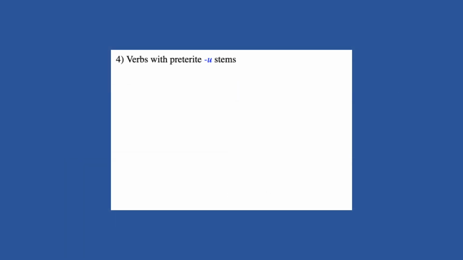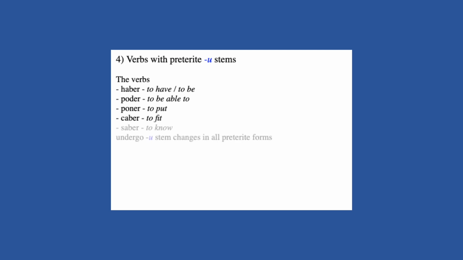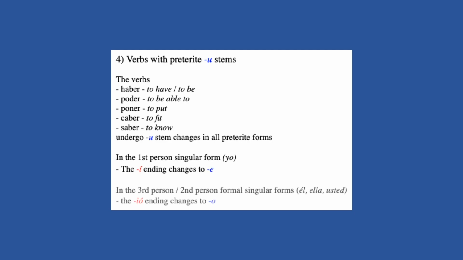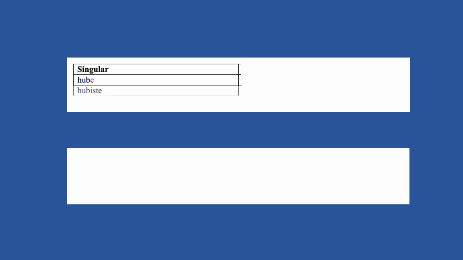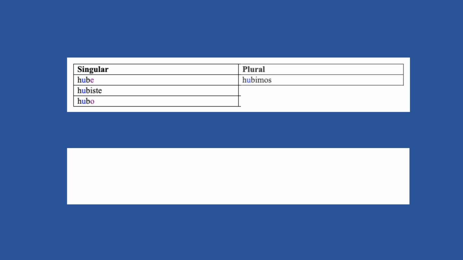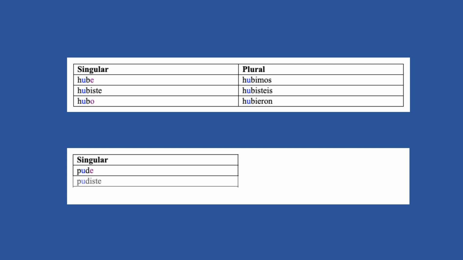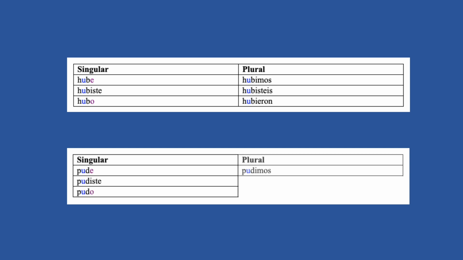The verbs haber, poder, poner, caber, and saber undergo U stem changes in all preterite forms. Again, their first person singular form ends in e, and their third person singular form ends in o. Hube, hubiste, hubo, hubimos, hubisteis, hubieron. Pude, pudiste, pudo, pudimos, pudisteis, pudieron.